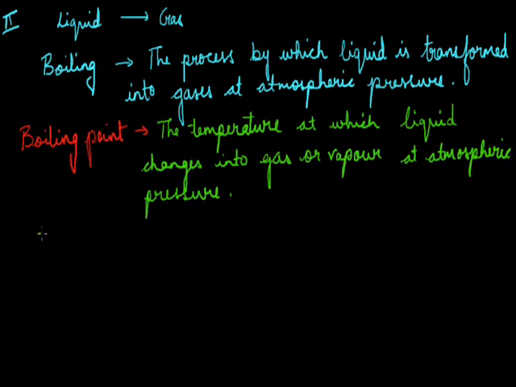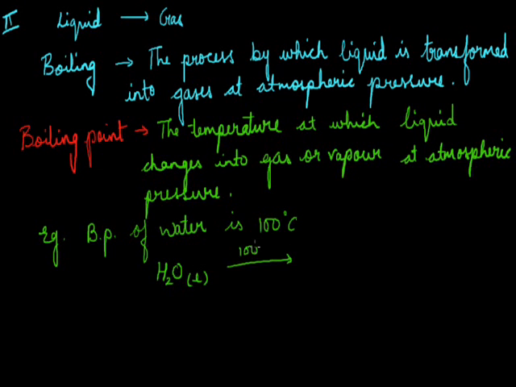For example, boiling point of water is 100 degrees Celsius. It means that at 100 degrees Celsius water will change into water vapor. We can write it in this way: H2O liquid at 100 degrees Celsius gets converted into H2O vapor. So basically, when this is happening in an open apparatus, when you are heating water and the temperature reaches 100 degrees Celsius, then water will start boiling and start evaporating, in the form of water vapor.